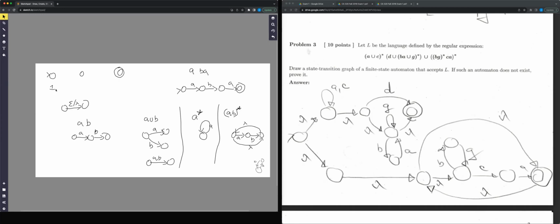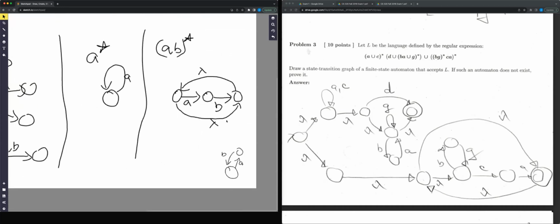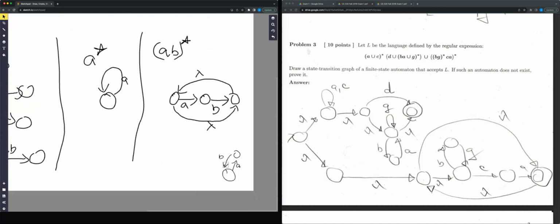So let's move all of these to one thing. What's pointing back to the initial state, A or lambda? For (AB) star, this is a lambda going backwards to restart the ABs again. The reason I have a lambda down here is to skip them. And then this other one doesn't require any lambdas.